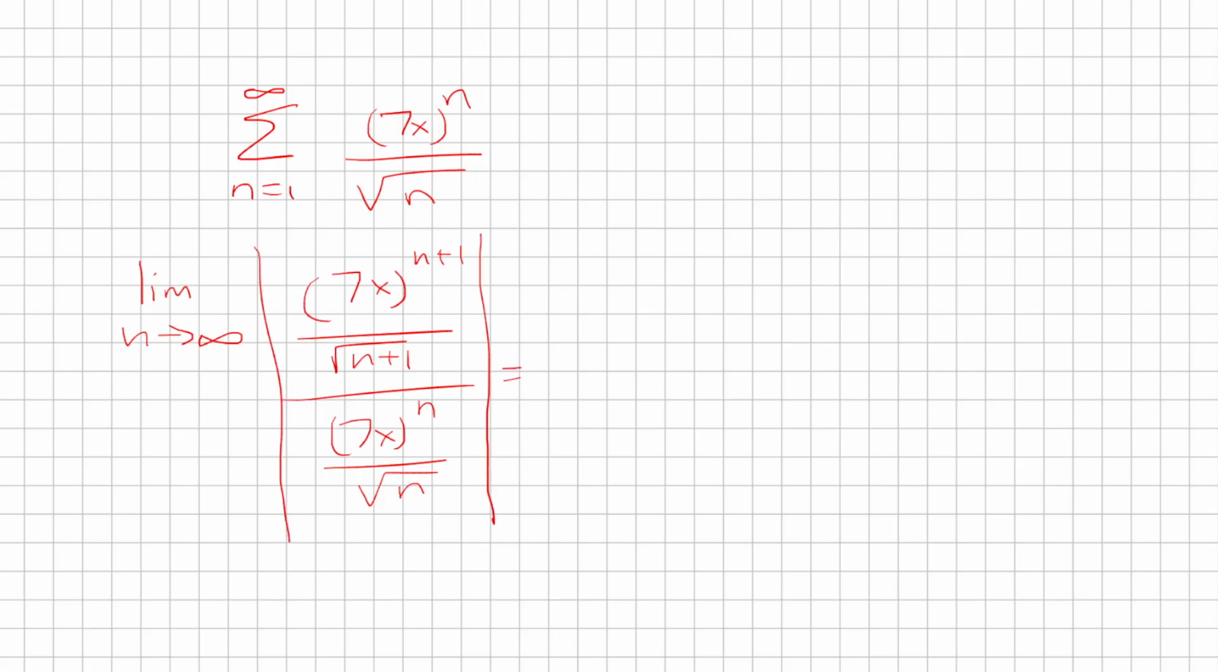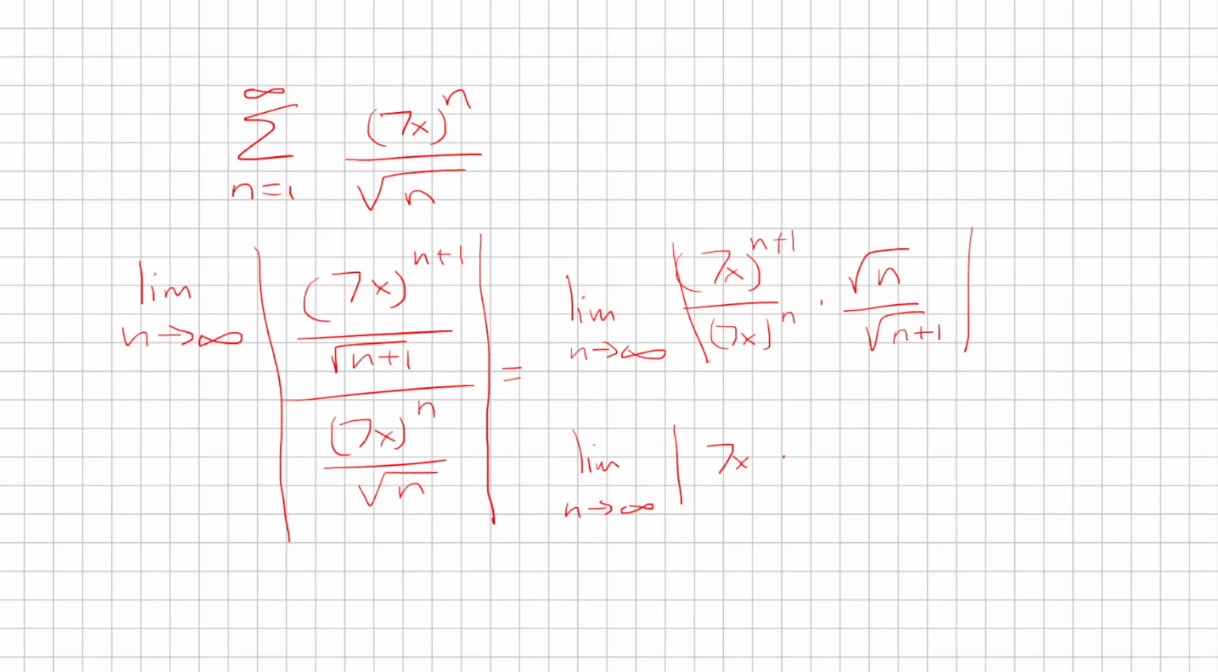Okay, now we can rewrite this. So we're going to put the 7x to the n plus first over 7x to the n, and then the square root of n over the square root of n plus 1. Now this simplifies. 7x to the n plus first over 7x to the n is just 7x. And then I could just put the square roots all in 1, like this, n over n plus 1.